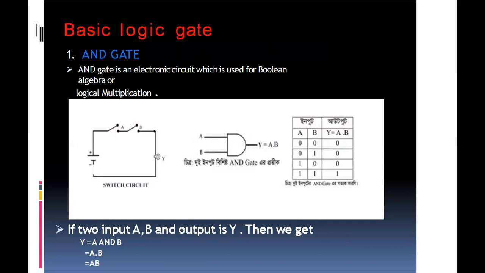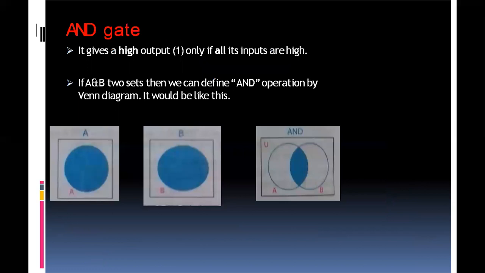Previously we learned about the AND gate, and here the AND gate is also explained in another way. The basic explanation is the same as what we discussed previously. We have two inputs, A and B, and one output, Y. This is the explanation for the AND gate, and with a Venn diagram we can also show the AND gate.